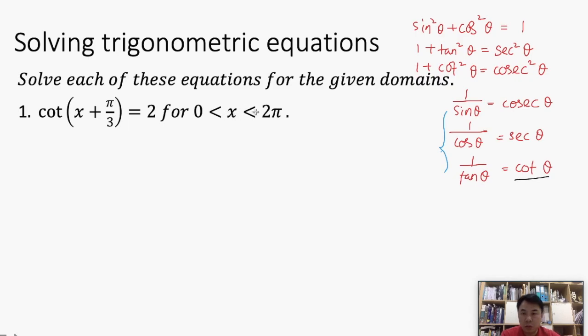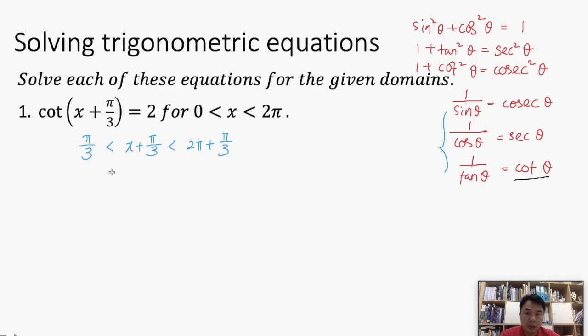So let's try to convert that. If we convert this domain, if we have x plus 3 pi, so therefore it will be a 2 pi plus a pi over 3, left hand side and right hand side. So this one will become this. Originally it was greater than 0, less than 2 pi. But once you introduce the pi over 3, you have to add up both sides here.